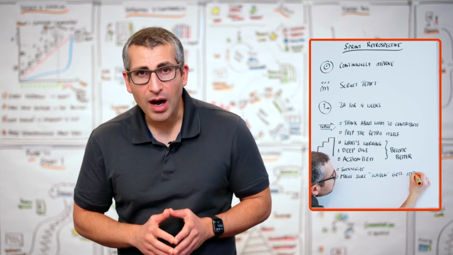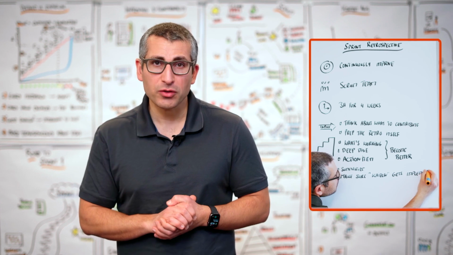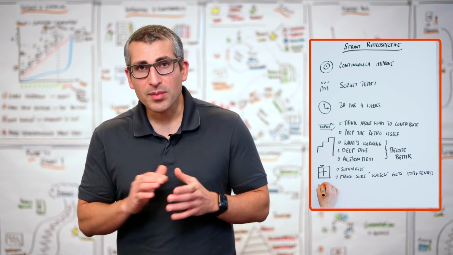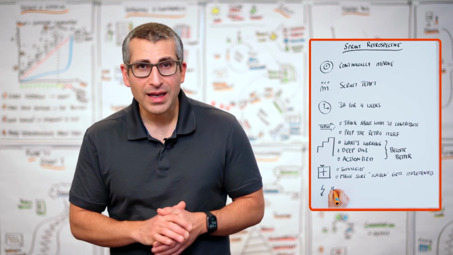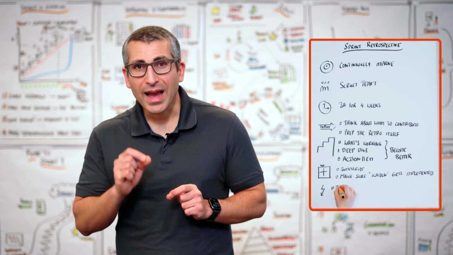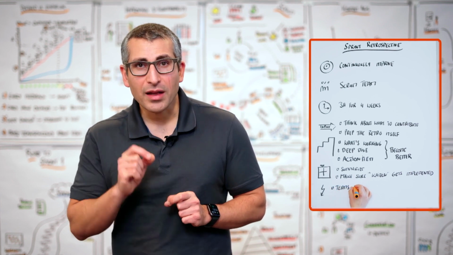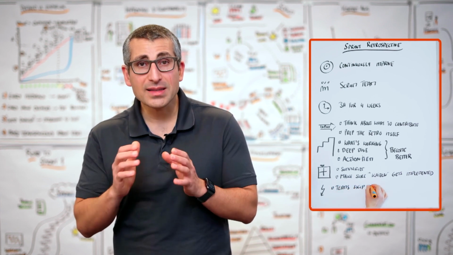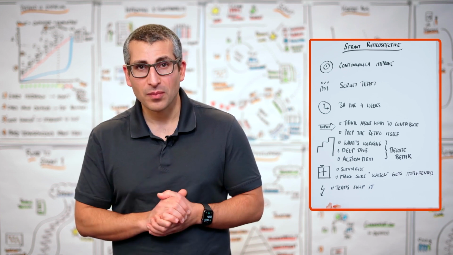Now, what are some common challenges that happen in Sprint Retrospectives? Similar to product backlog refinement, I see a lot of teams actually underestimating the power of a retrospective and skipping it from time to time.